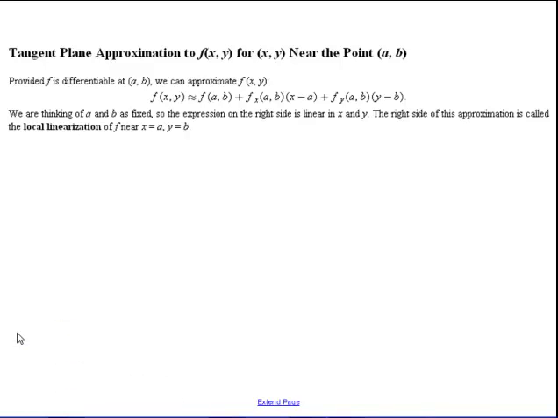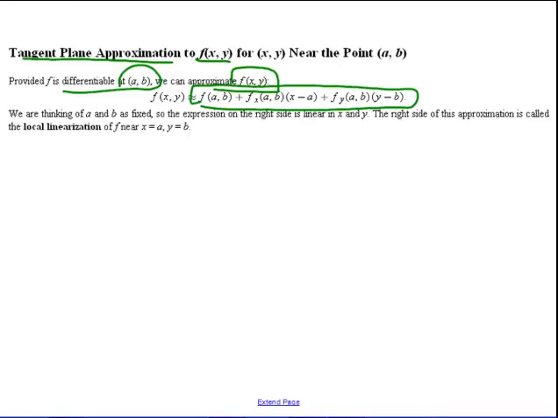So let's formally define this process that we were just looking at. It's called a tangent plane approximation, and what you need in a tangent plane approximation is that our function f of x, y must be differentiable at the point a, b. If it is, then we can approximate our function as a plane, as a linear function. And here's this equation that we've developed. The idea being that this right-hand side is an approximation, and that approximation is called the local linearization of f near x equals a and y equals b. So that's just the language that we'll be using.